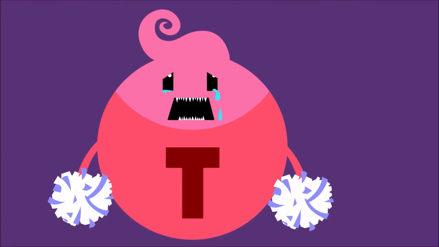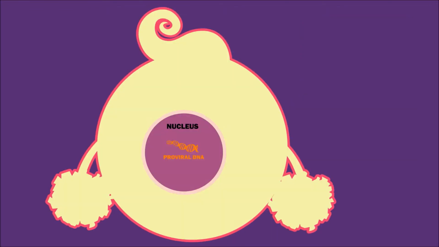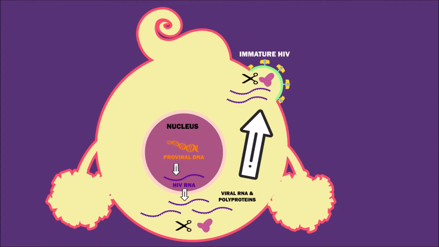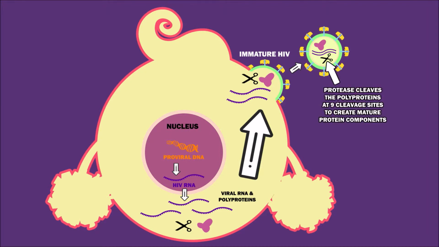Once HIV's proviral DNA is integrated into the host cell's genome, it cannot be eliminated except by killing the host cell. The viral DNA is transcribed and translated into viral polyproteins, which move to the surface of the cell and form an immature HIV. This HIV pushes itself out of the cell, grabbing part of the cell's membrane to form the viral envelope. Protease comes in and cleaves the polyproteins at 9 cleavage sites to create mature protein components. And now we have a new HIV virion.